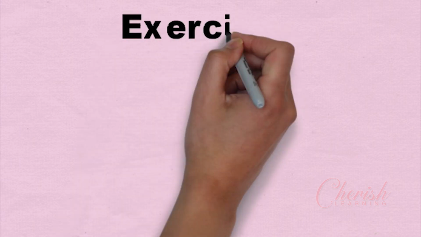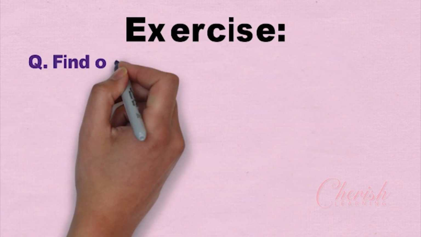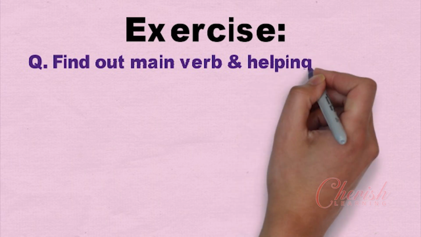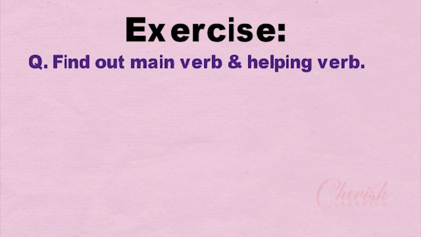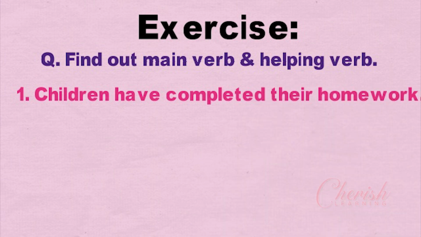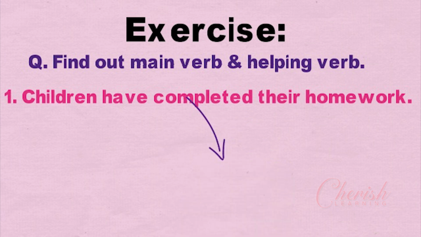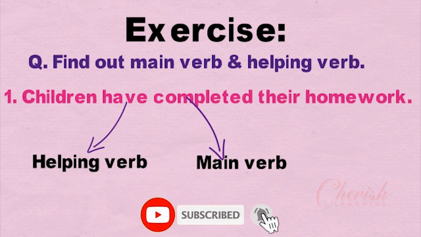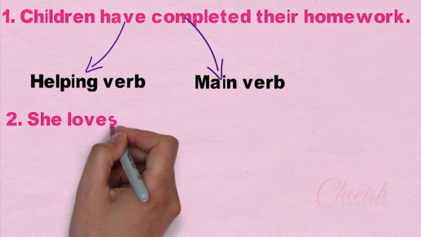Now exercise time. Find out main verb and helping verb. And the question number 1 is, Children have completed their homework. बच्चों ने अपना गृह कार्य कर लिया है. इस सेंटेंस में काम करना is action, completed is main verb, and have is helping verb. It's very easy.